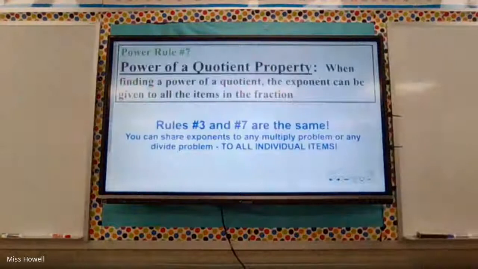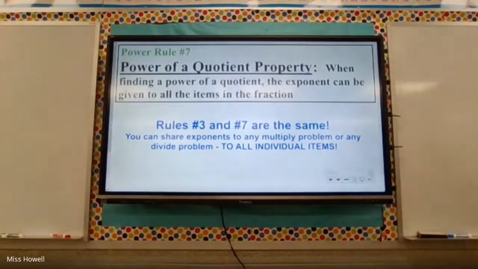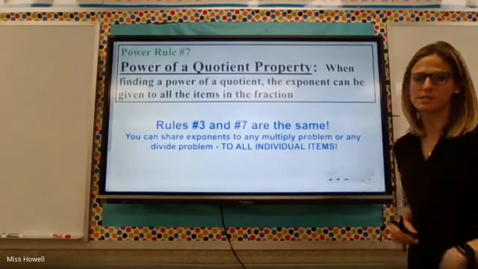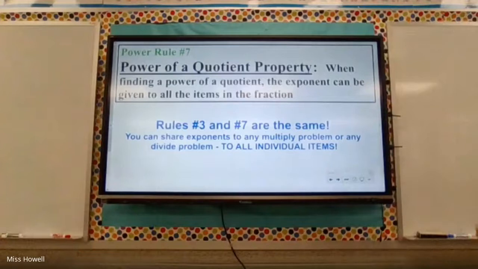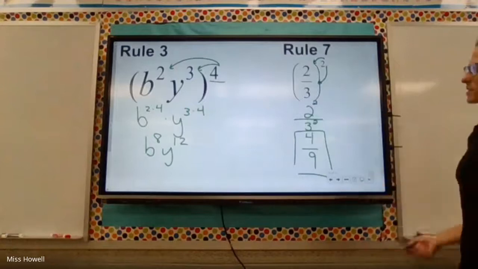So rule number 7 says, and it works the same as rule 3. So nothing's really new today. It's just what we're allowed to share to. It says, if I have a quotient, meaning a division, or what will look like a fraction, then I'm allowed to take that power and share it to the stuff on the inside. Power of a quotient property. All right, so these two things, right, this is the one we just did.